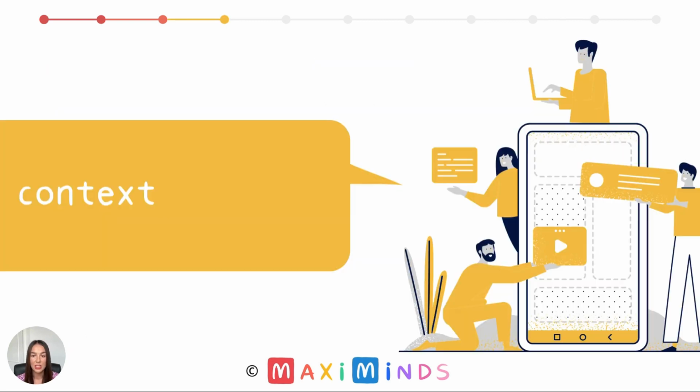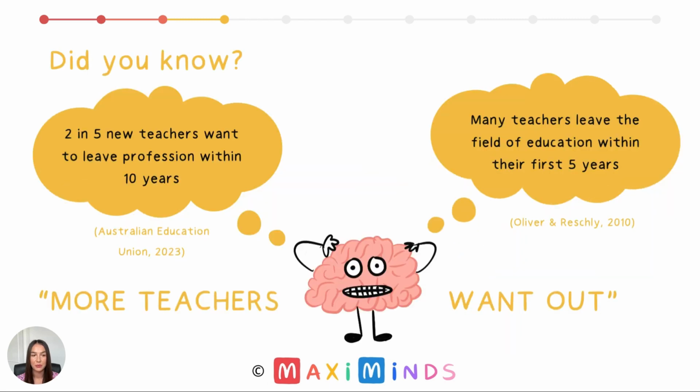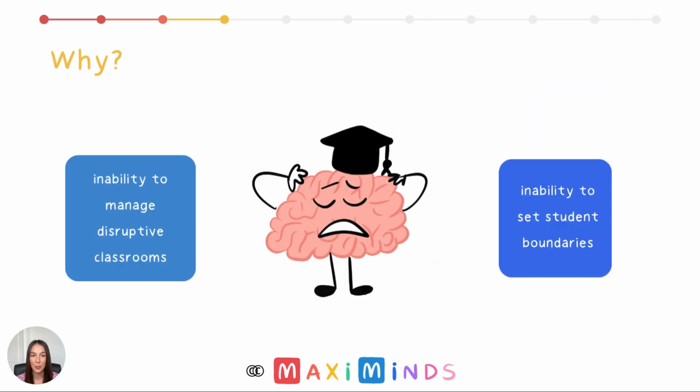To provide you with some context for boundary setting, did you know that more teachers are wanting out? 2 in 5 new teachers are planned to leave the profession within the next decade, and many teachers leave the field of education within their first 5 years. As we've looked at in a previous webinar this series, one of the reasons why teachers are leaving is the inability to manage disruptive classrooms. Another reason is the inability to set student boundaries, which is why we're learning about this today.